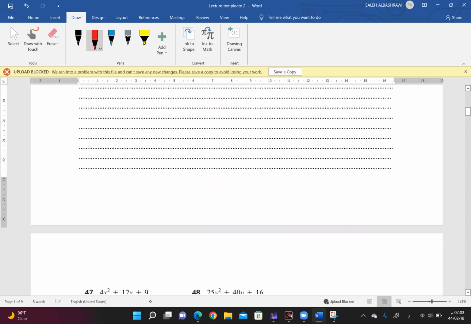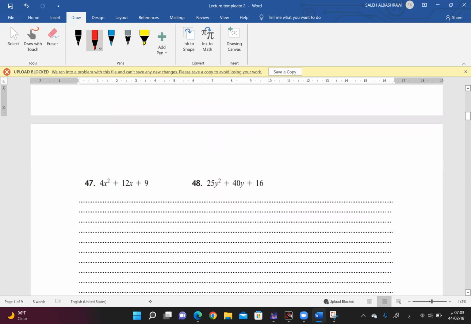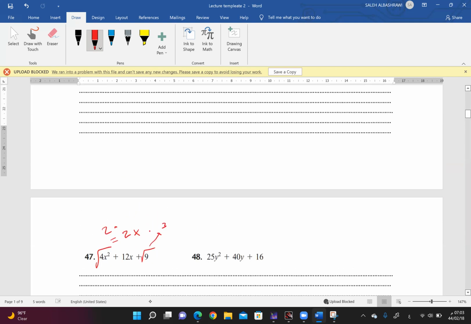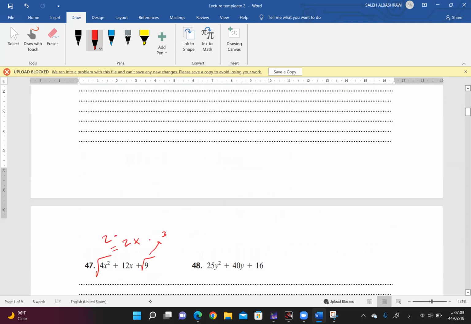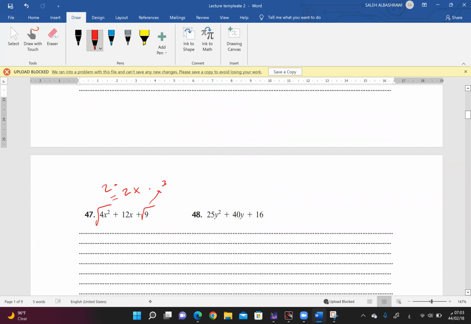Another example. We have this one, 4x squared plus 12x plus 9. Now, if we take the square root of the first term, it will give me 2x. Square root of 9 is equal to 3. Multiplied by another 2, this 2 from the formula. We have 2. So if you multiply by 2, I will have 2 times 2 is equal to 4 times 3 equal to 12x. 12x is the middle term. So this is a perfect square.